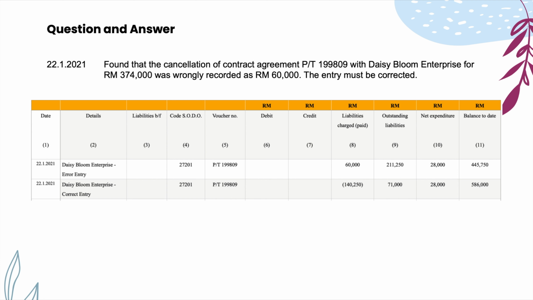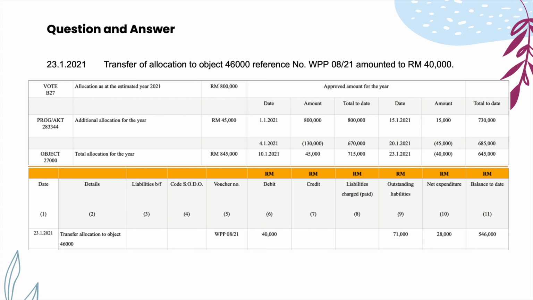Then the outstanding liability is now reduced to 71,000 ringgit, and the balance to date is increasing by 140,250 ringgit. On the 23rd January 2021, transfer of allocation to object 46,000, reference number WPP 08/21 amounted to 40,000 ringgit. It is reduced allocation will affect in Part 2 and Part 3 only.